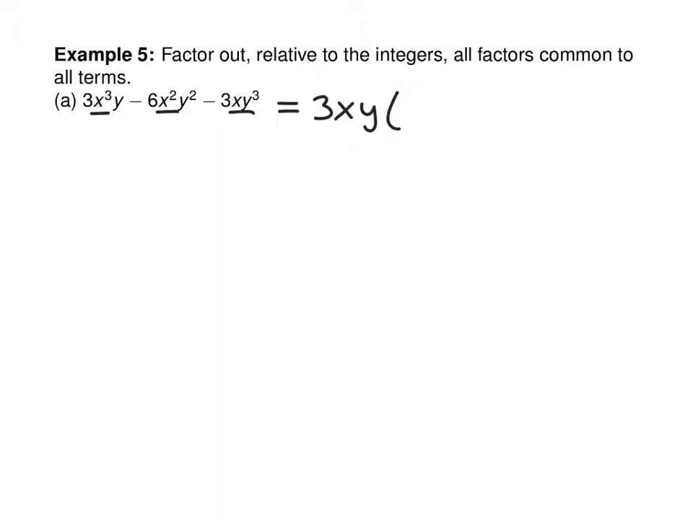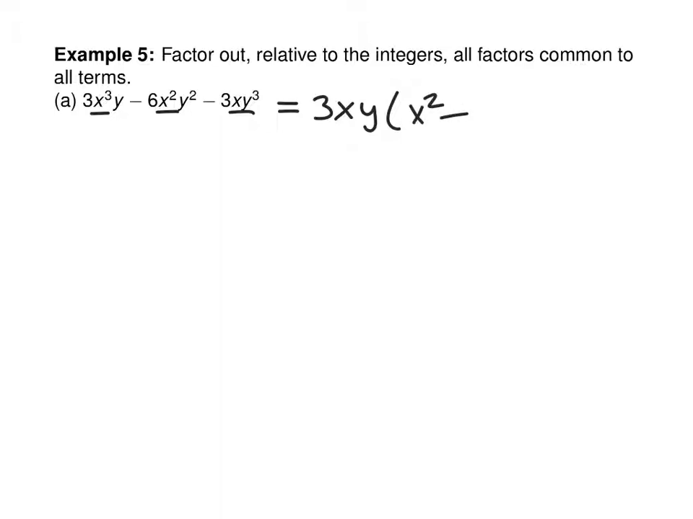Okay? And then you think, okay, well, if I divide out 3xy, 3 divided by 3 is 1, right? What's x squared divided by x? x is the answer. What's x cubed divided by x? x squared. And then y divided by y is 1. So that's x, just x squared, I think.